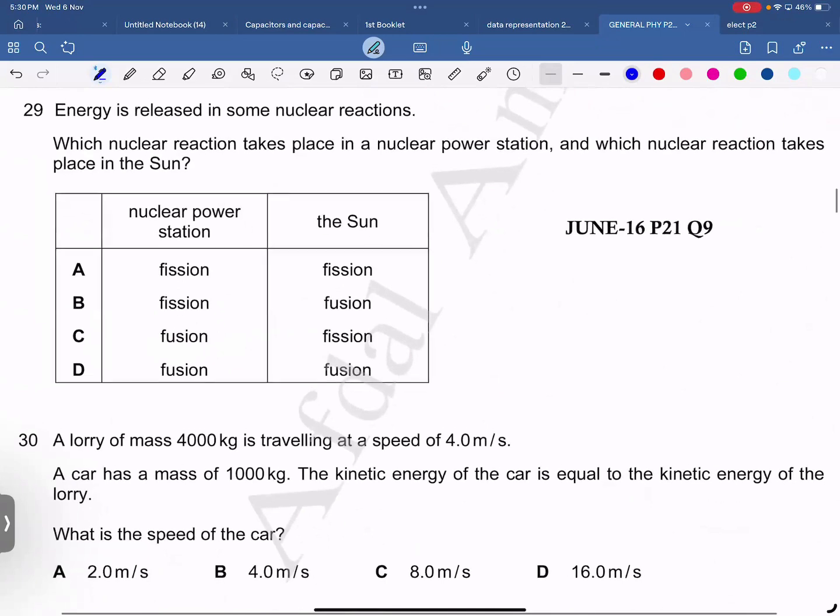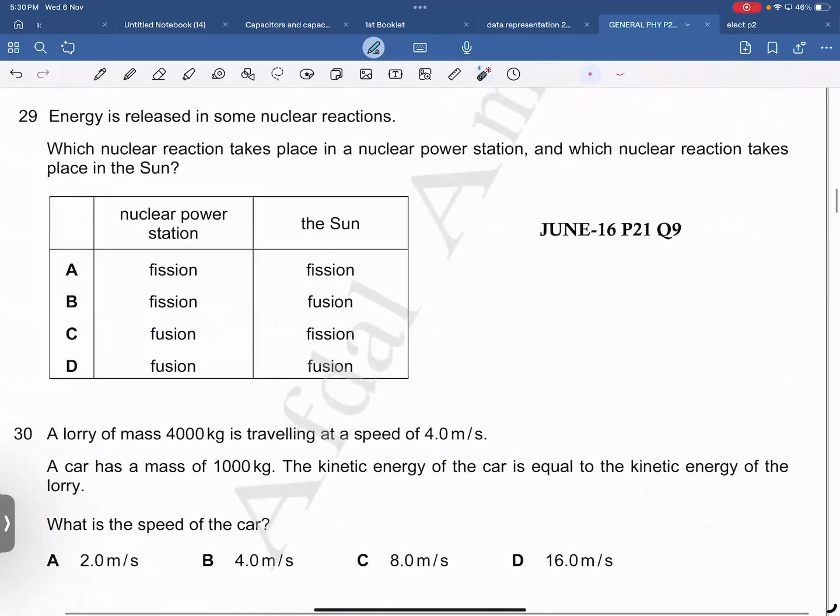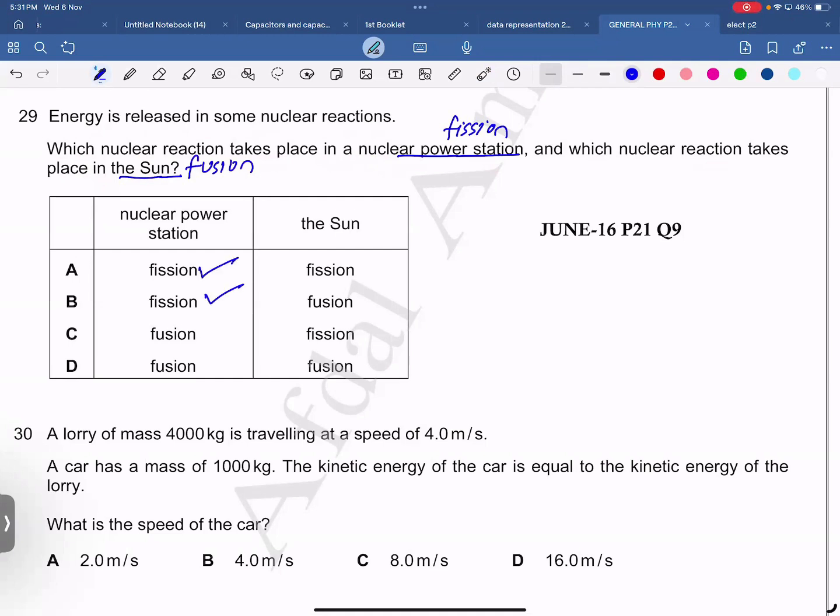Energy is released in some nuclear reactions. Which nuclear reaction takes place in nuclear power stations? Nuclear fission. Fission is power station. And which takes place in the sun? Fusion. So power stations, only fission reaction. Sun and all stars, fusion reaction. So power station, fission, sun, fusion, option B.